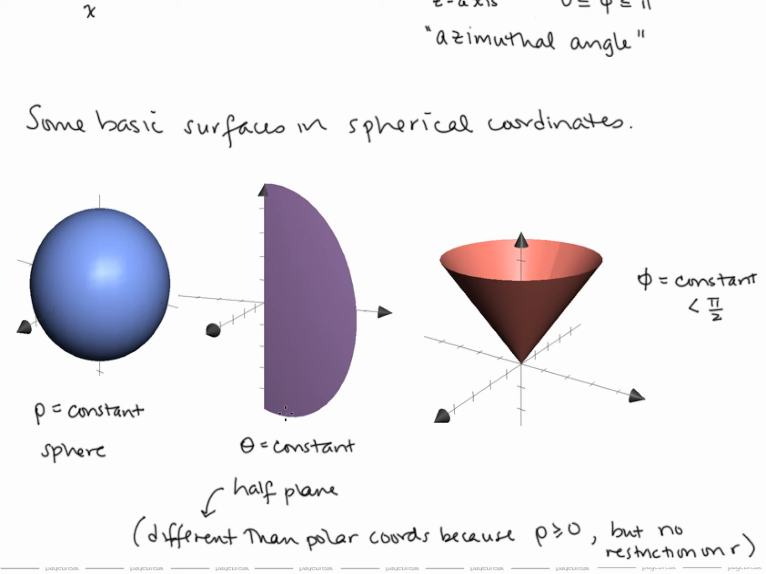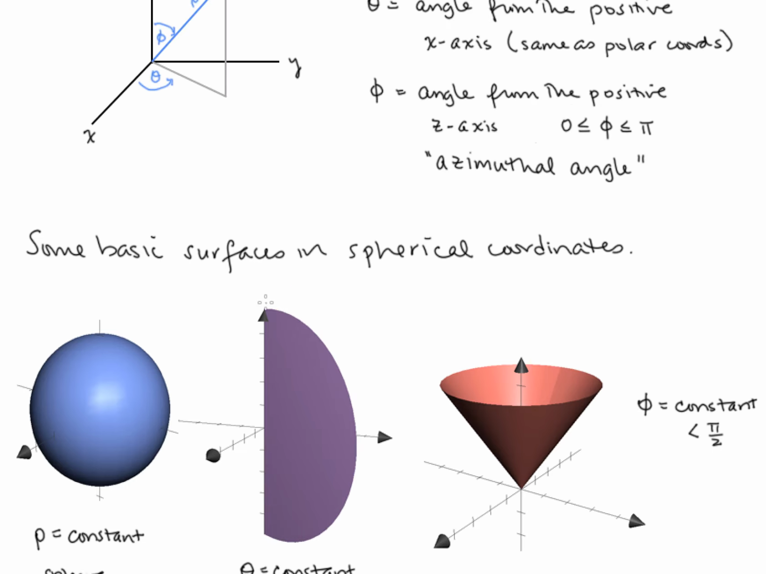Now keep in mind that with cylindrical coordinates, if we have theta equals a constant, we get the entire plane, because in polar coordinates r can also be negative. But here our radius rho is greater than or equal to 0.